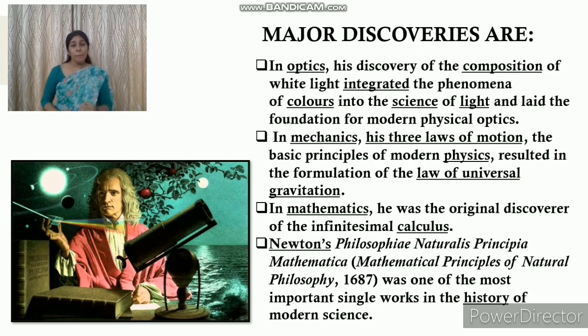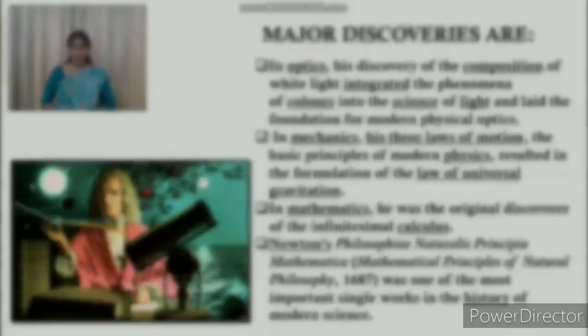The second one, in mechanics, his 3 laws of motion, the basic principles of modern physics, resulted in the formulation of the law of universal gravitation. Next, in mathematics, he was the original discoverer of the infinitesimal calculus. And the last one, Newton's Philosophiae Naturalis Principia Mathematica, Mathematical Principles of Natural Philosophy, 1687, was one of the most important single works in the history of modern science.